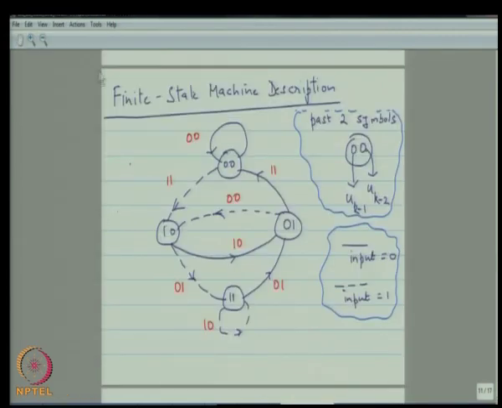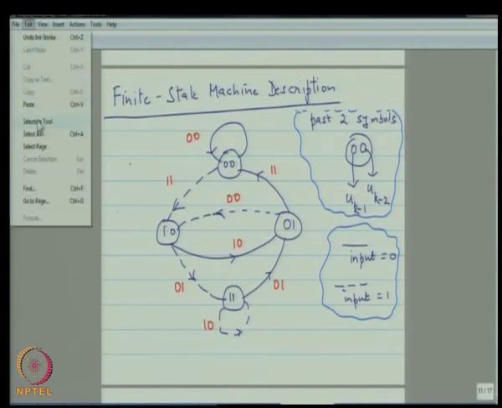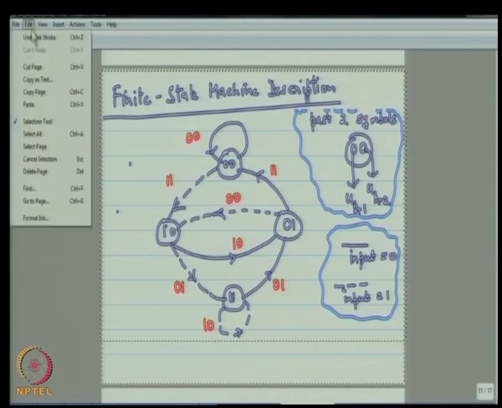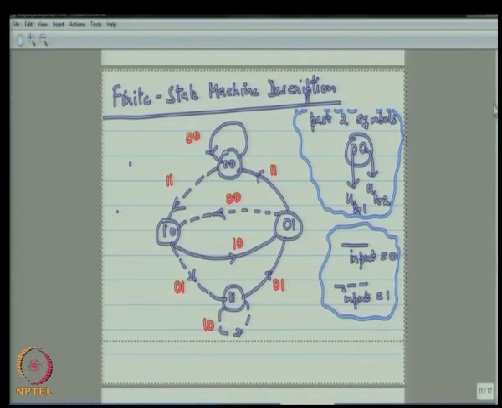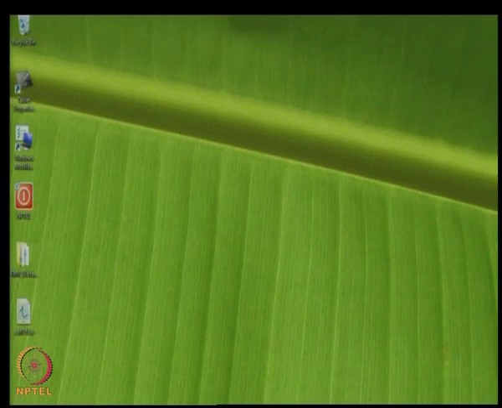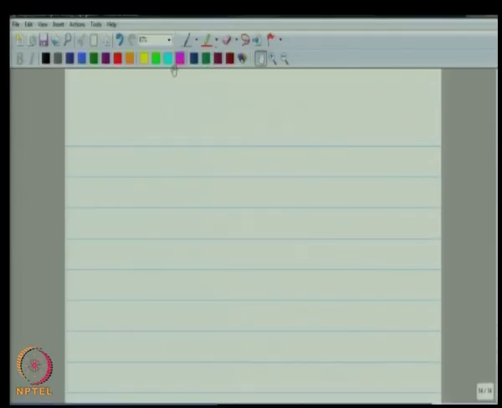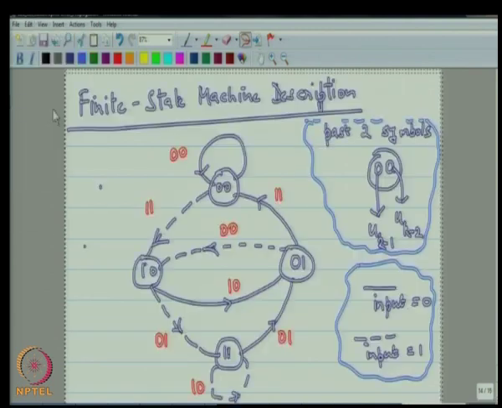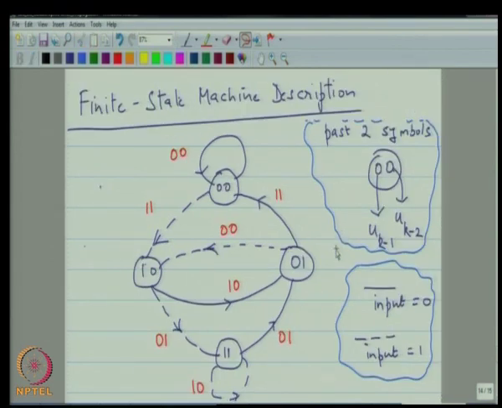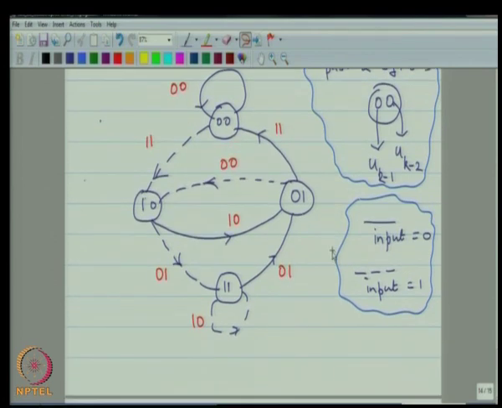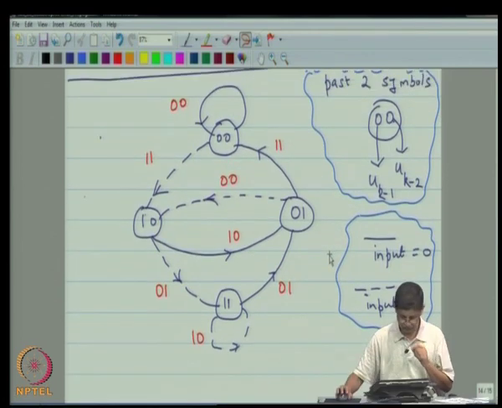Okay, here is our finite state machine for our encoder, and let me just select the page, copy the page, move down to our current lecture and paste it again. So, now this is then our finite state machine description from earlier.